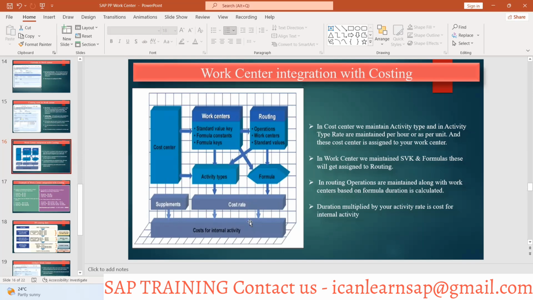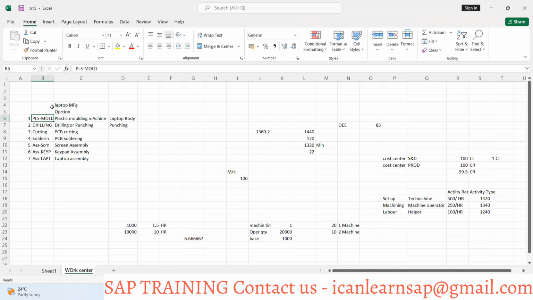Okay. And this is the way we can calculate the cost for one work center. And parallelly adding the cost for other work centers using the routing, we can get the final product cost. Clear what I'm going to say? For example, the final manufacturing cost for the mold, then drilling machine, cutting machine, soldering machine, and we will do the summation. And finally, we get the total manufacturing cost for this laptop. Clear?